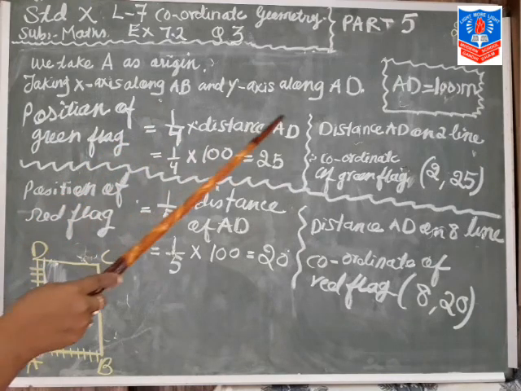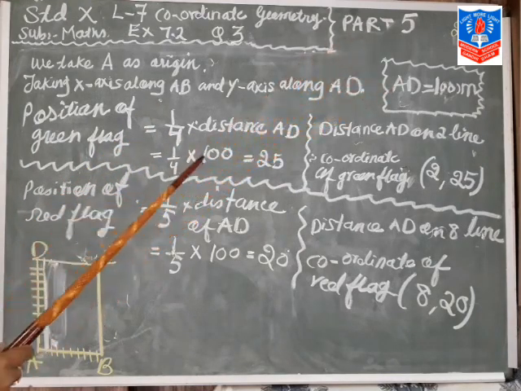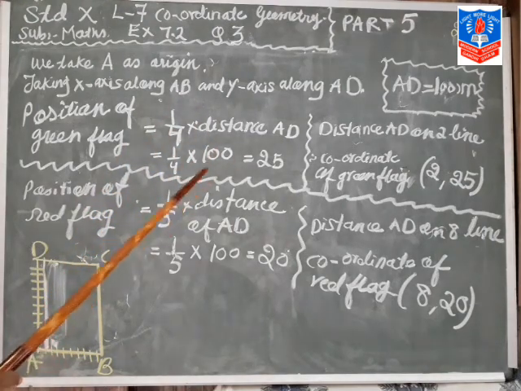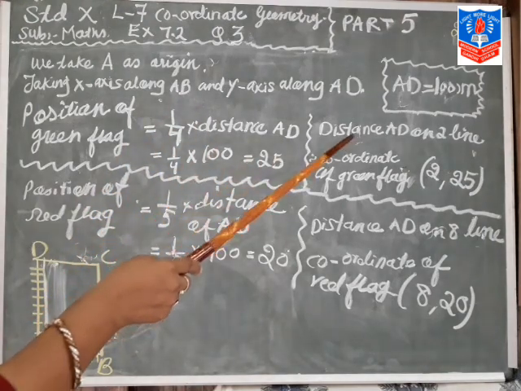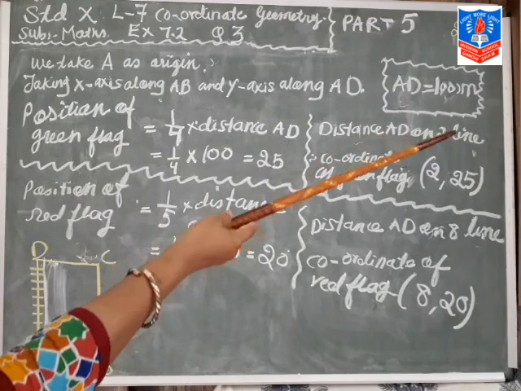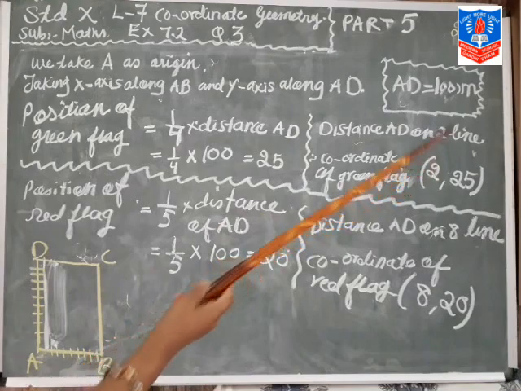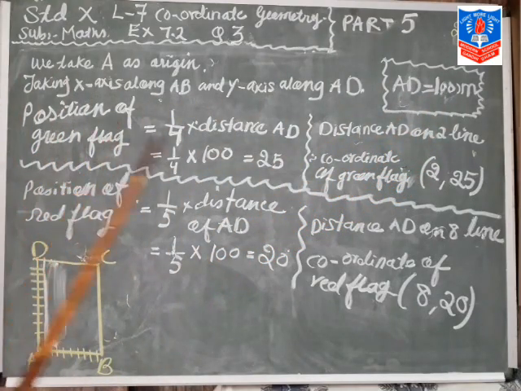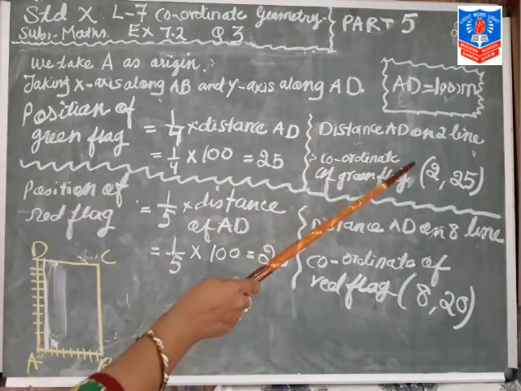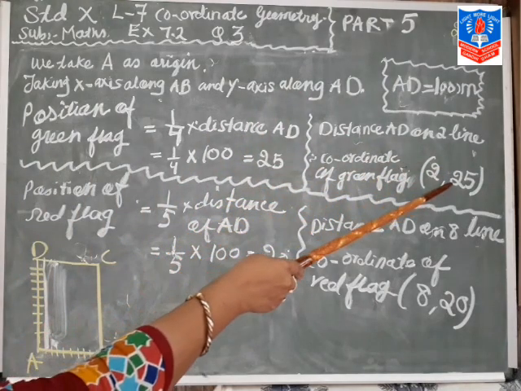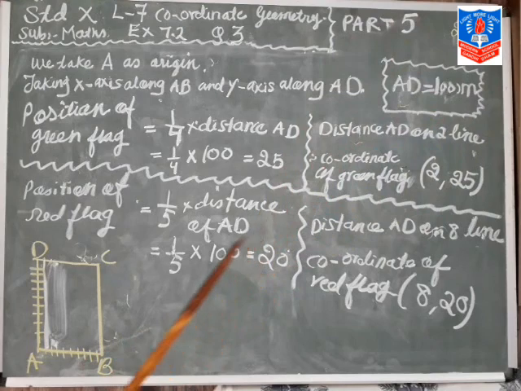1/4 into the distance of AD. Distance of AD, what is given? 100. So now 1/4 of 100 is 25. So we can write distance AD, and here it is given distance AD on the second line. So we will write second line. So the coordinate of the green flag, you will get second line, and 25 you have to calculate. So you will get (2, 25).